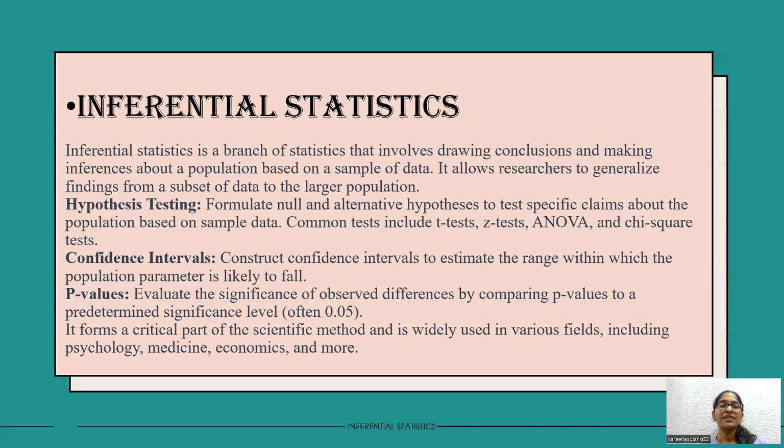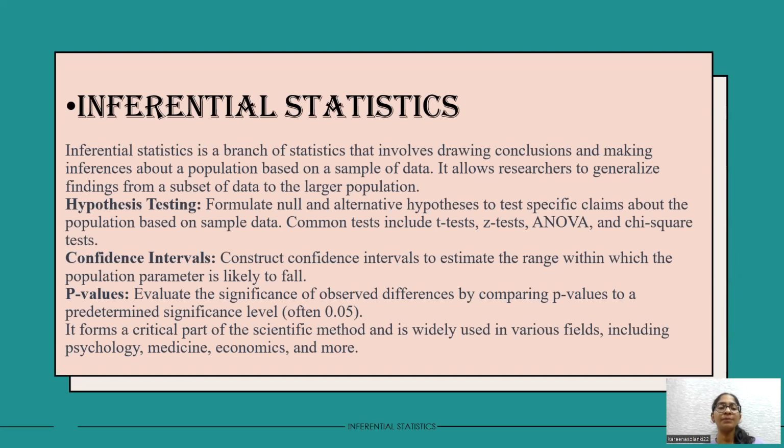The next topic is inferential statistics. It is a branch of statistics that involves drawing conclusions and making inferences about a population based on a sample of data. The main thing that takes place here is hypothesis testing. It formulates the null and alternative hypotheses to test specific claims about the population based on sample data. The common tests are the t-test, z-test, ANOVA and chi-square test.